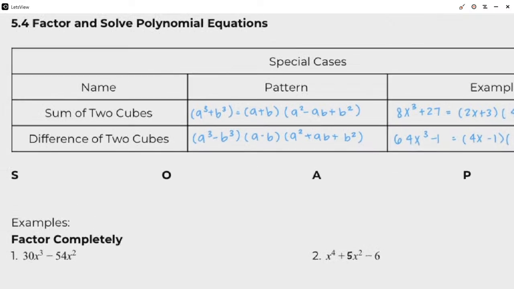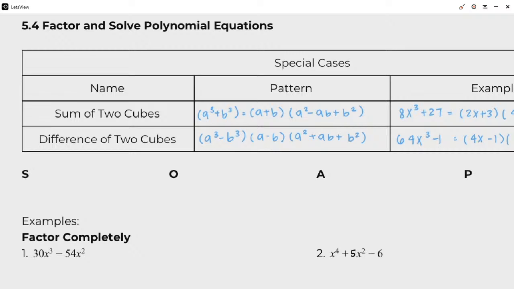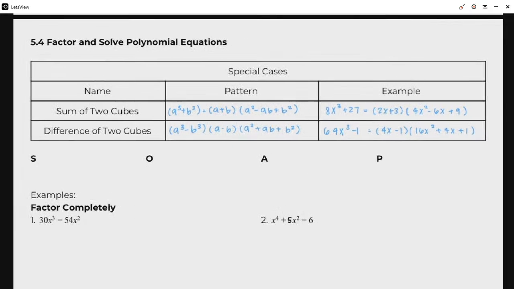If we have a cubed plus b cubed, that will factor into a plus b times a squared minus ab plus b squared. And the difference of two cubes, a cubed minus b cubed, will equal a minus b times a squared plus ab plus b squared. If you look at the equations, they're very similar besides the plus and minus signs.